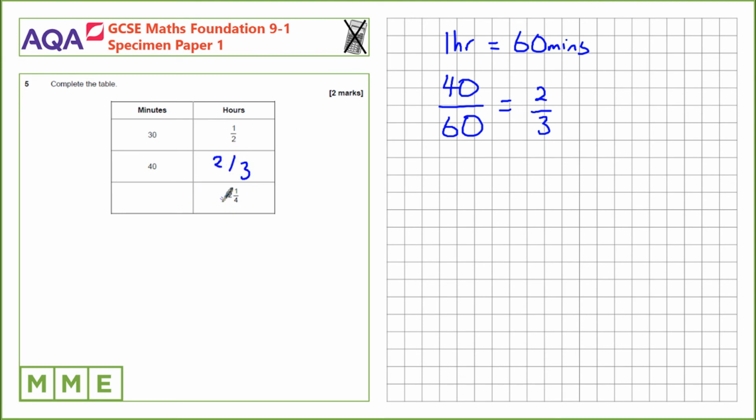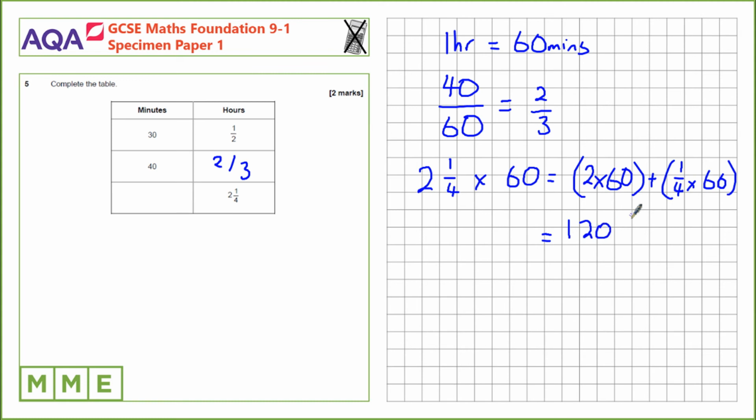We need to know what 2 1/4 hours is in minutes. So 2 1/4 times 60 minutes per hour will equal 2 lots of 60 plus a quarter lot of 60. So 2 times 60 is 120, and a quarter of 60, that's just 60 divided by 4, is 15. That's 135.